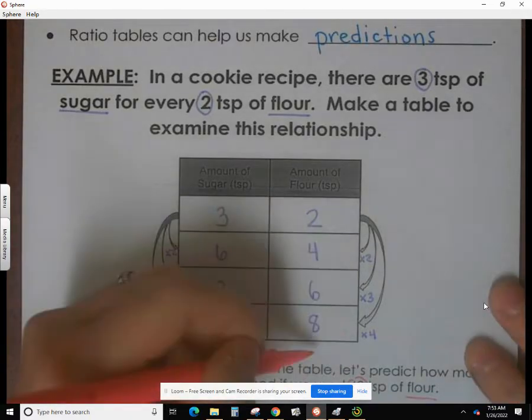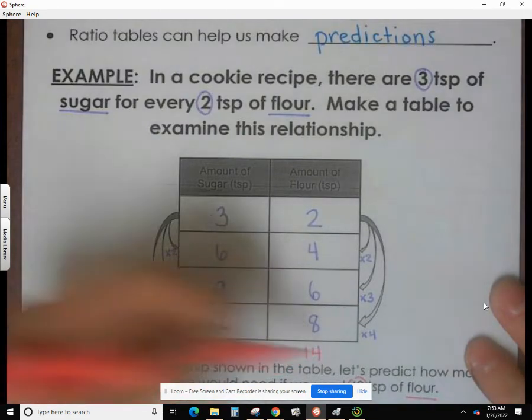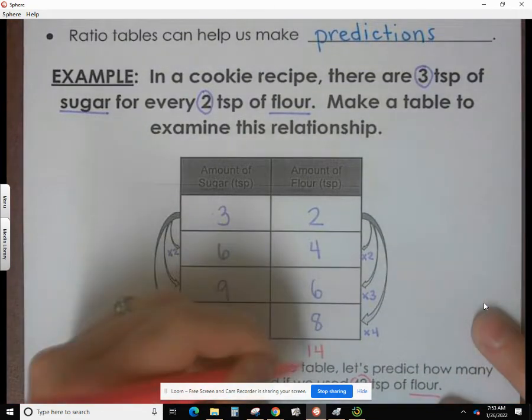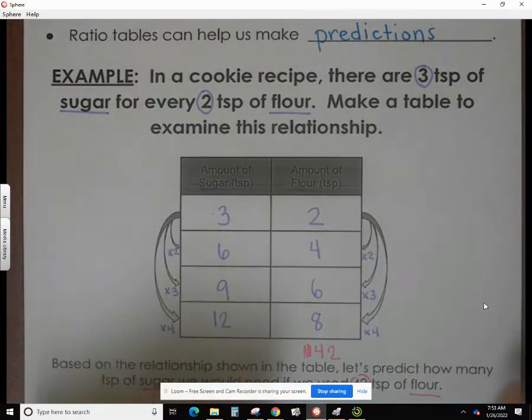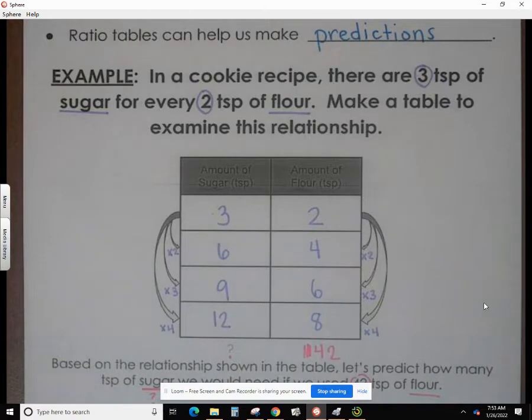So the 42 would go here. And I don't know why I wrote 14. Don't do that. 42. Okay. So I'm going to put 42 there. And I'm going to put a question mark here for sugar because that's the one we're looking for.